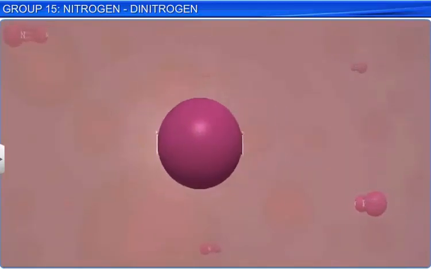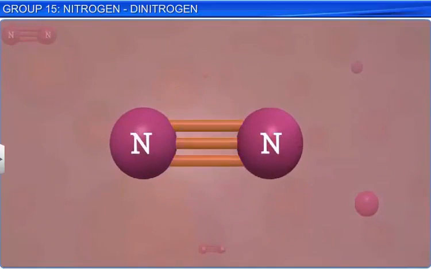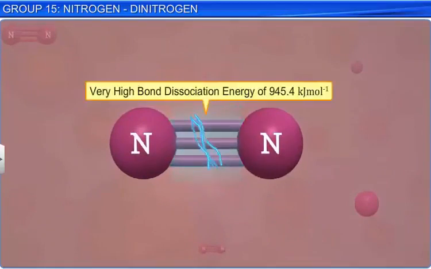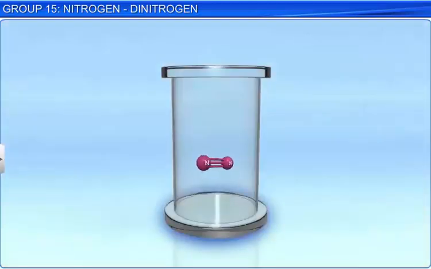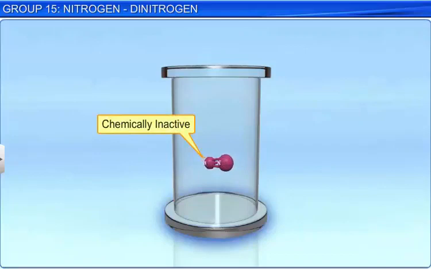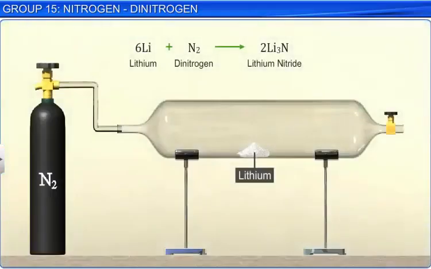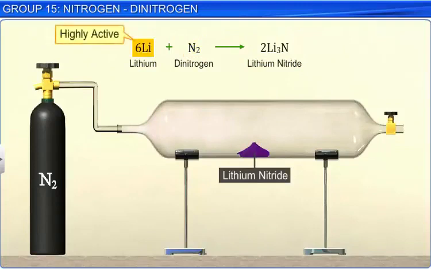A molecule of dinitrogen consists of a triple bond that has a very high bond dissociation energy of 945.4 kilojoules per mole. Hence, dinitrogen is inert at room temperature. In other words, it is chemically inactive at room temperature, with the exception that it reacts with finely divided lithium to form lithium nitride. The reactivity of dinitrogen with lithium at room temperature is attributed to the highly active lithium.